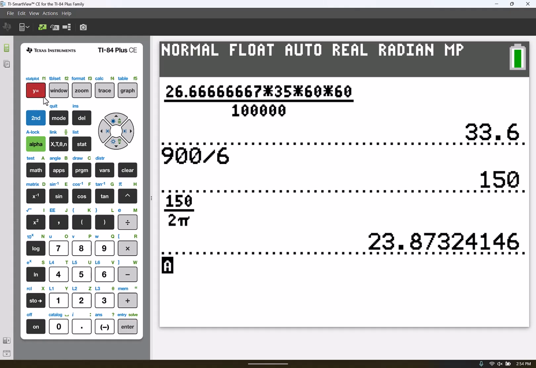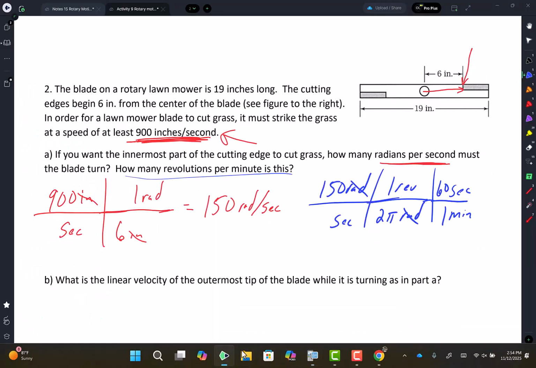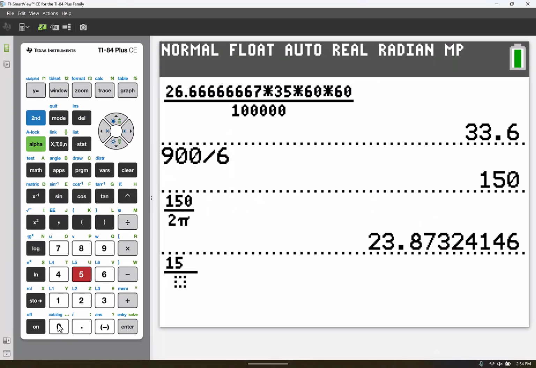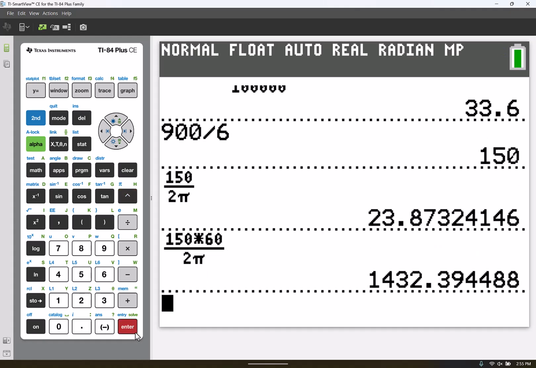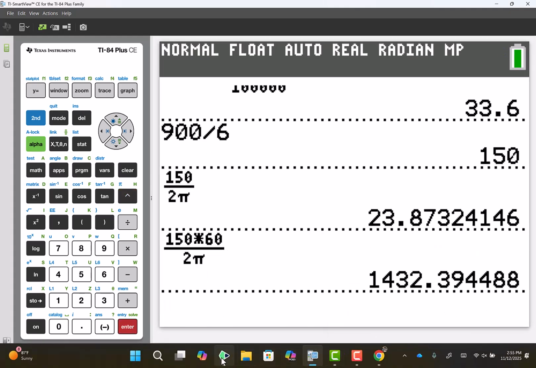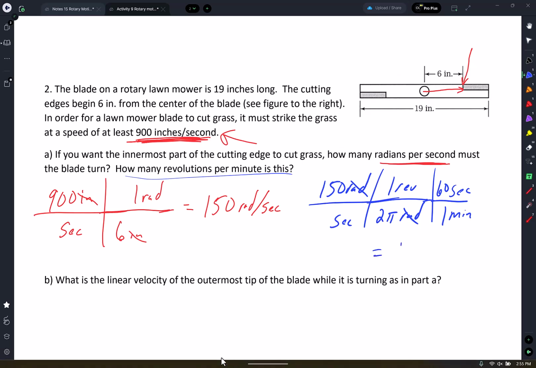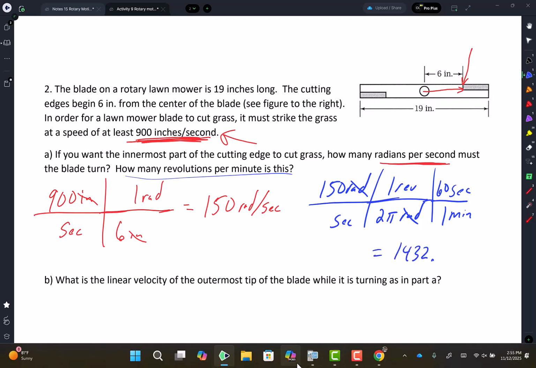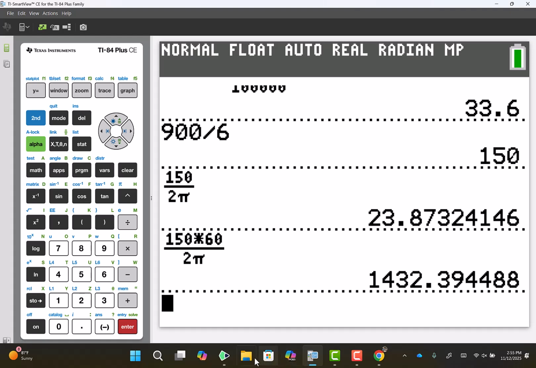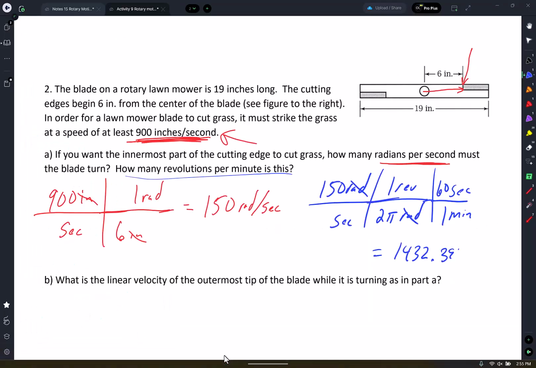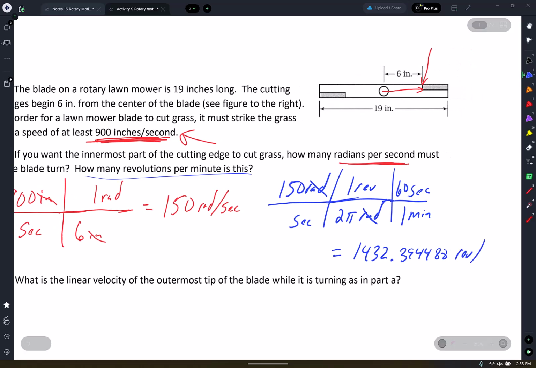I'm going to do it again, guys, from scratch. I'm going to push alpha y equals, enter. And I'm going to go 150 times 60 divided by 2 pi. I know I could have taken the other one, but I just want to be extra. 150 times 60 divided by 2 pi right here. And voila, there it is. 1,432. Wow, that's fast. 1,432.394488 revolutions per minute. Always put units.